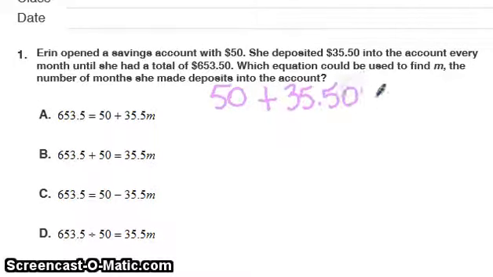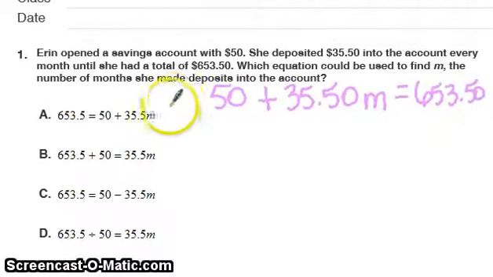$35.50. We don't know how many months she deposited that much money, but we do know that the total she has now is $653.50. That's the equation that we need, and we don't actually have to solve it. We just have to see which of these matches up. So I see 653 equals 50 plus 35.5 m. Now, that actually matches here.